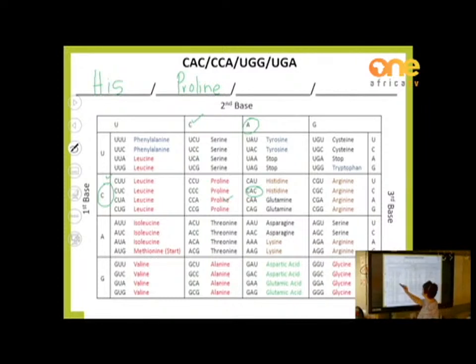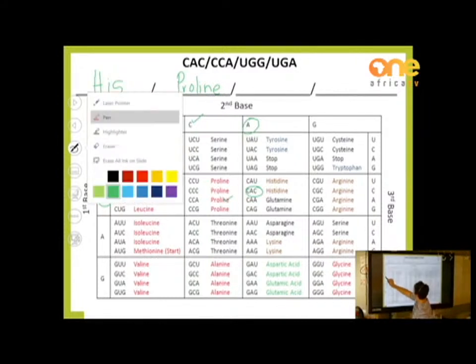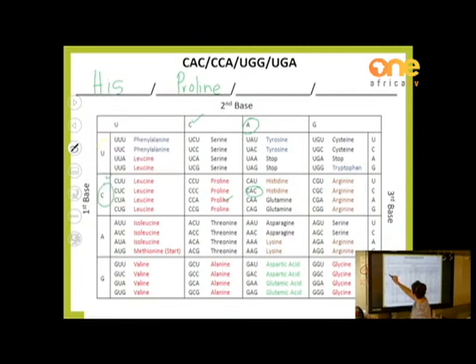U. Let me use another color so that we do not get confused. U, G, U, G, A, U, G, A. UGG, first UGG. UGG is tryptophan, and then I have a stop in UGA. So, you got that?